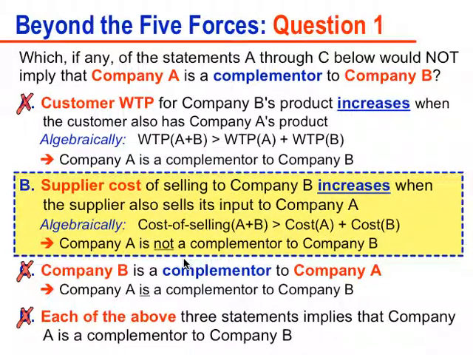This is the one statement that does not imply that company A is a complementor to company B, right? In fact, it implies the opposite. It implies that it's certainly not a complementor to company B. In fact, it's a competitor relative to its suppliers. So that was question 1 in that section.